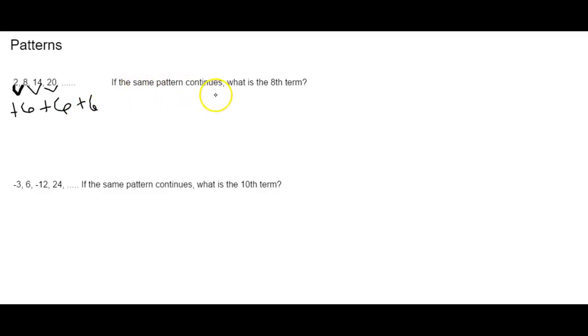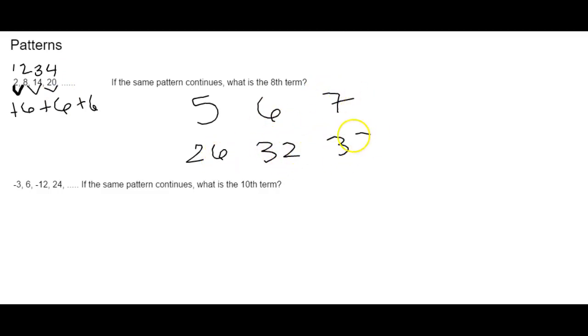So if the same pattern continues, if we continue to add 6, what is the 8th term? So we had a first term, second, third, and fourth. We need to add 6 4 more times. So the 5th term, if we add 6 to 20, would be 26. The 6th term, if we add 6 to 26, would be 32. 7th term will be 38, and 8th term will be 44.